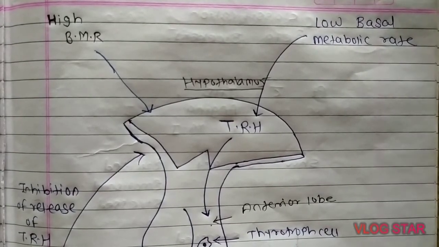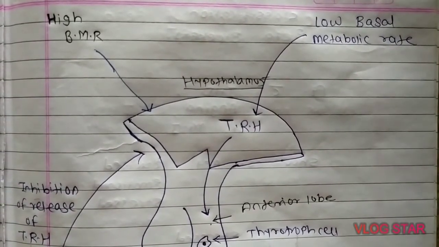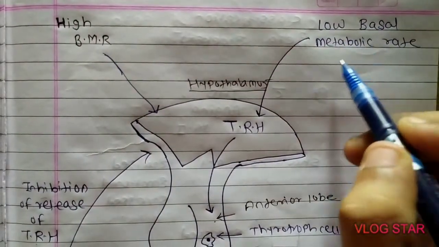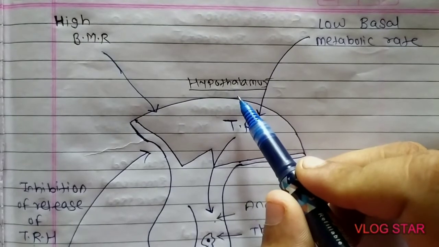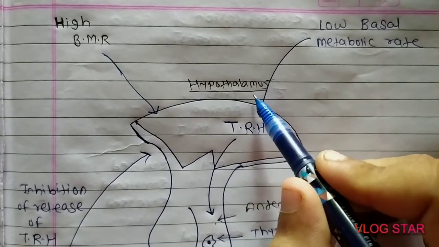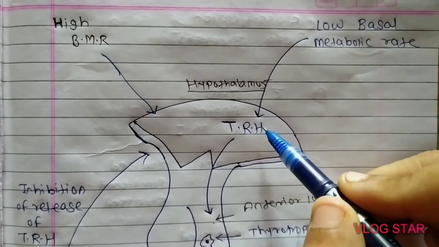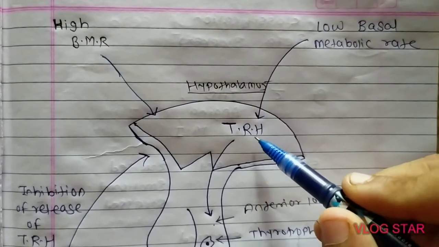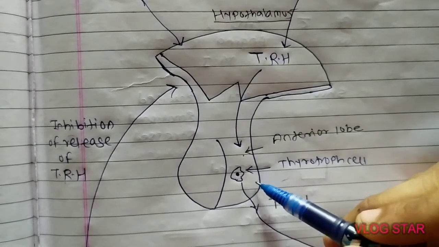Now let us talk about the regulation of secretion of thyroid hormones. If our body has a low basal metabolic rate, it is first detected by the hypothalamus. Once the hypothalamus detects the low BMR, it releases one particular hormone, the thyrotropin releasing hormone. Once this hormone is released, it goes into the anterior lobe of the pituitary gland.